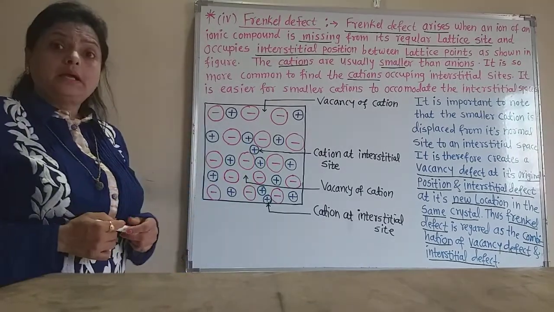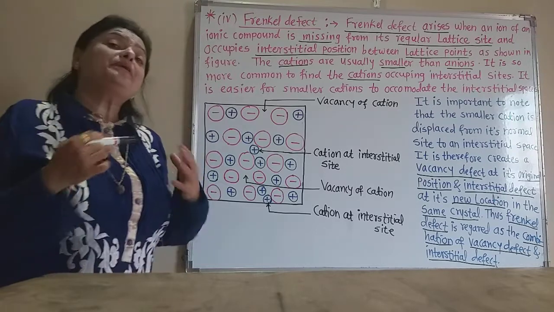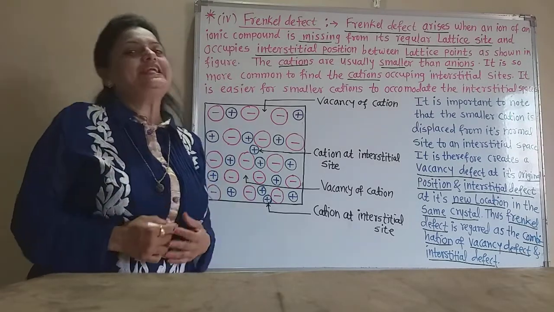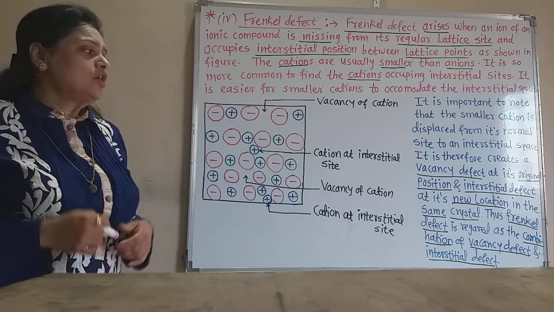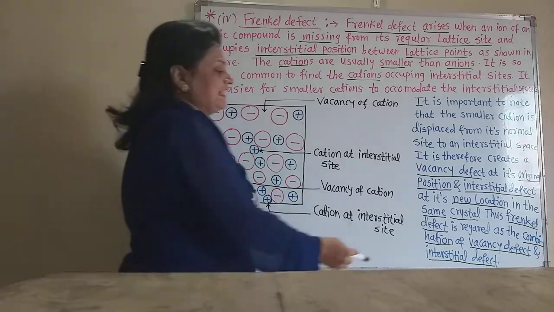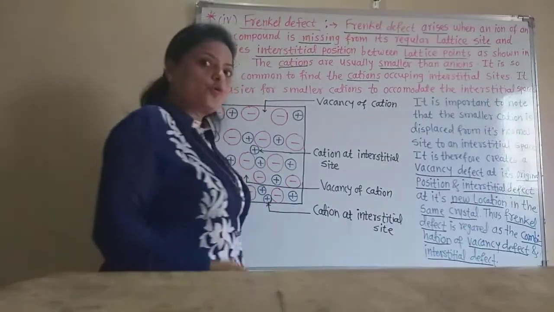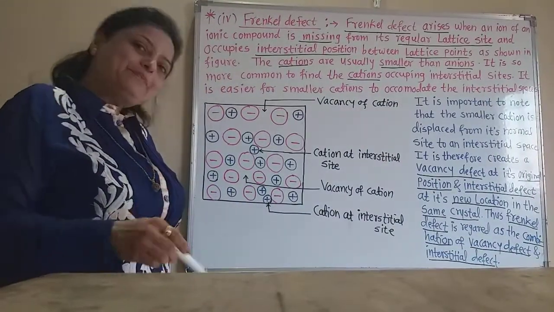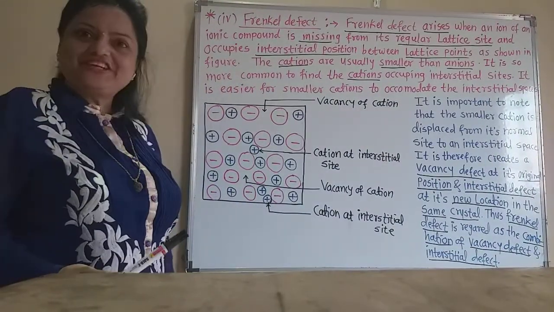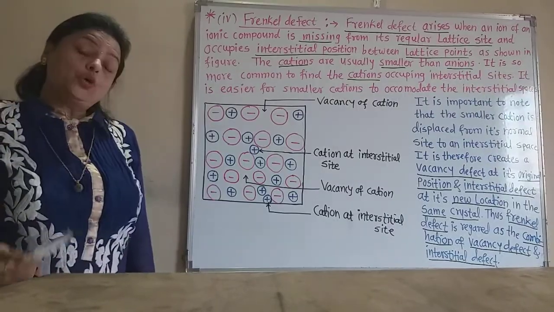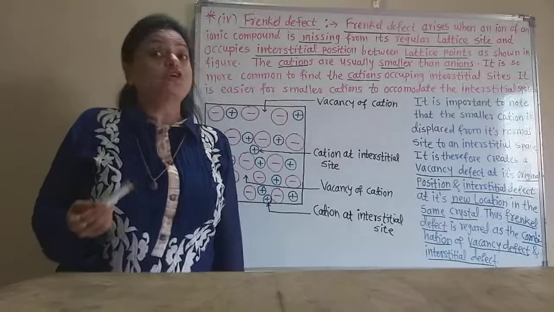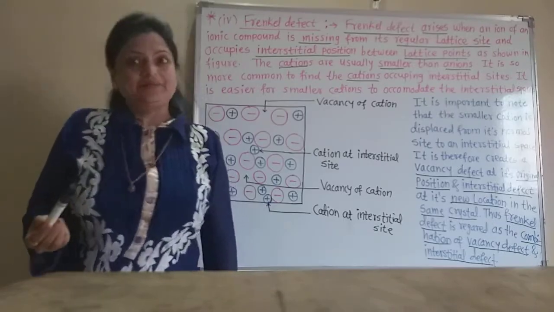And therefore, Frenkel defect is the combination of the vacancy defect and the interstitial defect. Thus Frenkel defect is represented as the combination of vacancy defect and interstitial defect. Now, let us learn the conditions and consequences of this Frenkel defect.